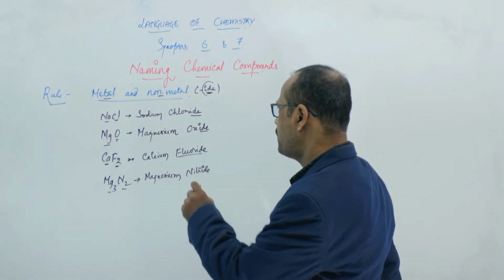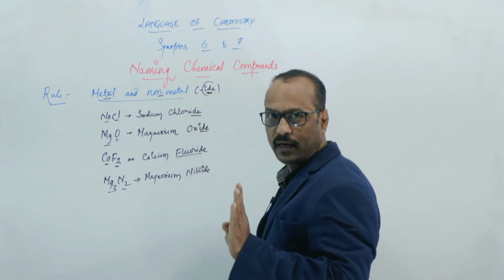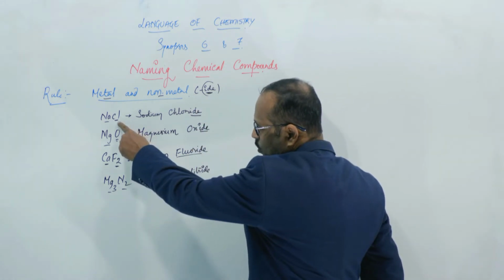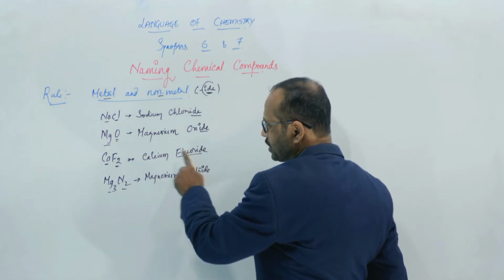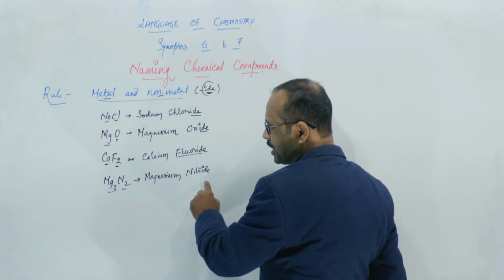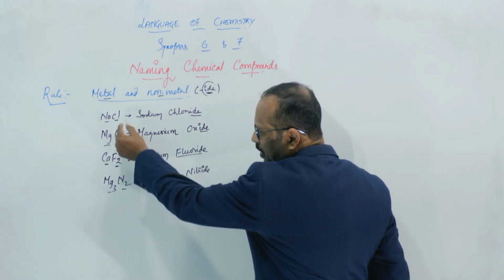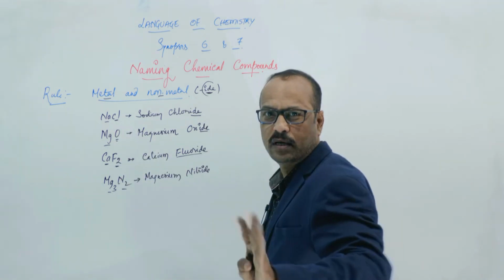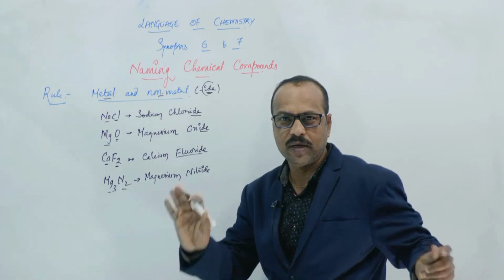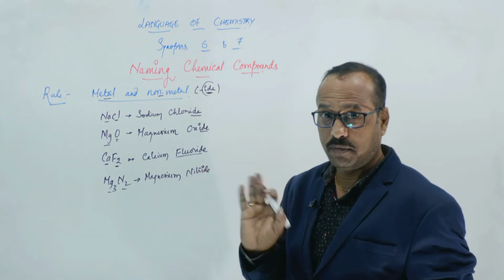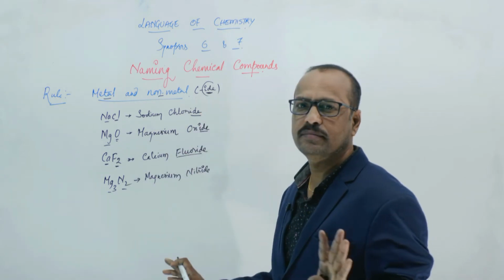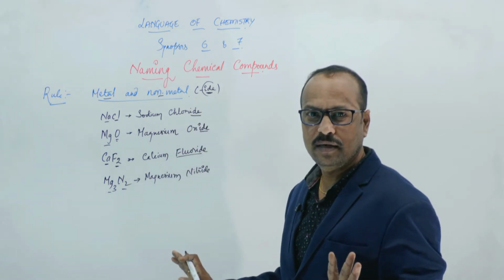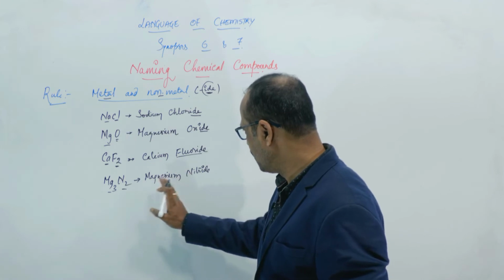One important thing here: the name should end with "ide". Here only one chlorine is there, ide. One oxygen is there, ide. Two fluorines are there, ide. Two nitrogens are there, ide. Whatever the number may be, don't worry about the number. You write "ide" only. Is this clear? You are not representing any numbers here.